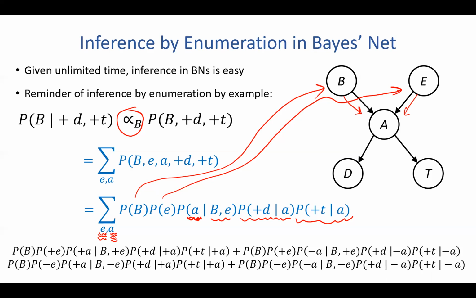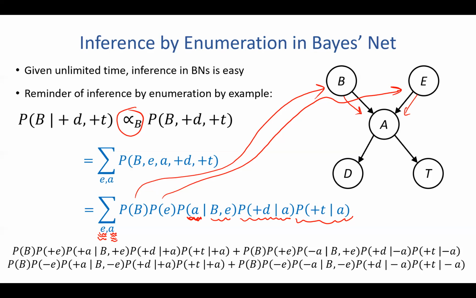Probability of B: it doesn't have any parent if you look at the Bayesian network structure. Probability of E, let's not worry about E at this moment. Look at plus D and plus T. D is dependent on A, so we have the probability of plus D given A, and the probability of plus T, and T is also dependent on A. Now A is the hidden variable. So what does A depend on? A depends on both B and E. So we have to include the probability of A, the alarm, given whether there is a burglary or not, and the earthquake.